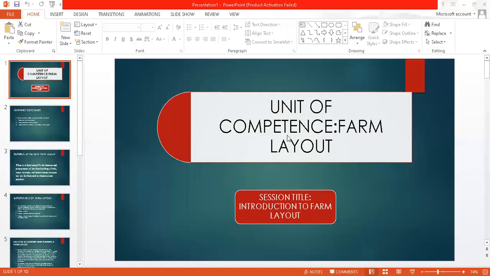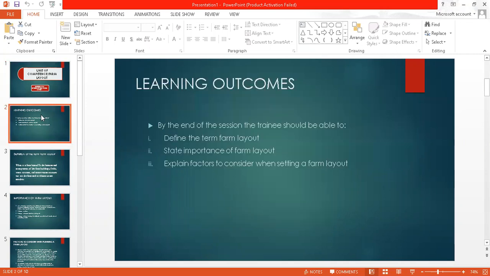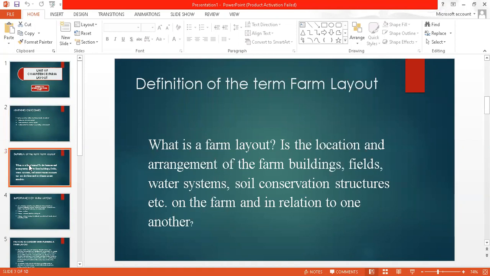I'll be taking you through the unit of competence known as farm layout. Last time we were discussing farm structures, and I told you what farm structures are. So today I want to go directly to the topic farm layout. Now, to the learning outcomes, we will be defining the term farm layout. We will be stating the importance of farm layout. We'll also explain the factors to consider when setting up a farm layout. But what we'll do right now is begin with the definition of farm layout so that you can understand what it is.